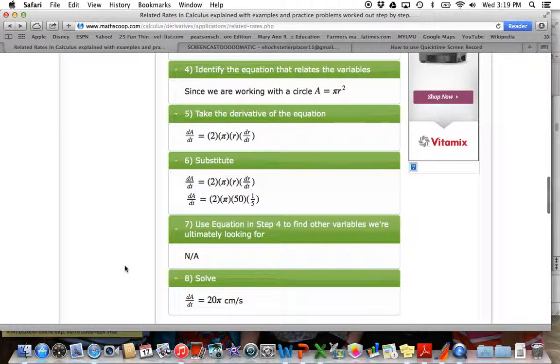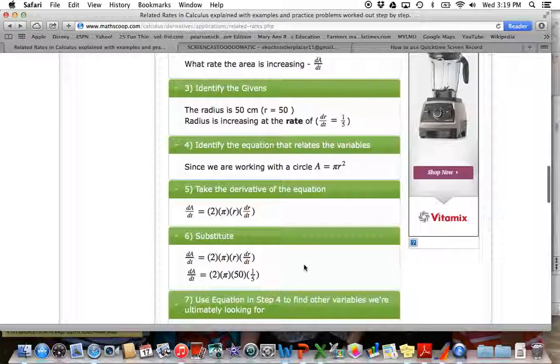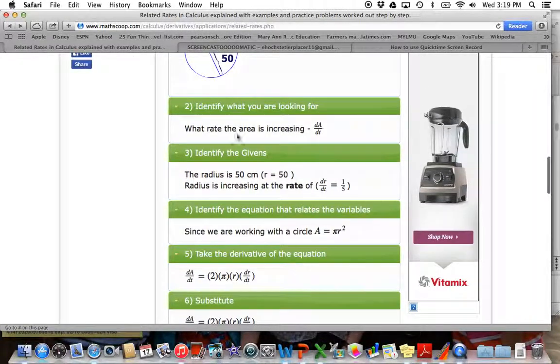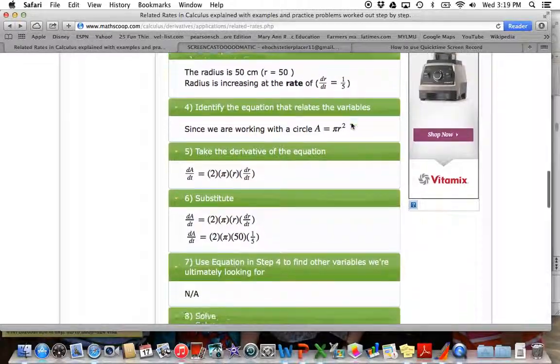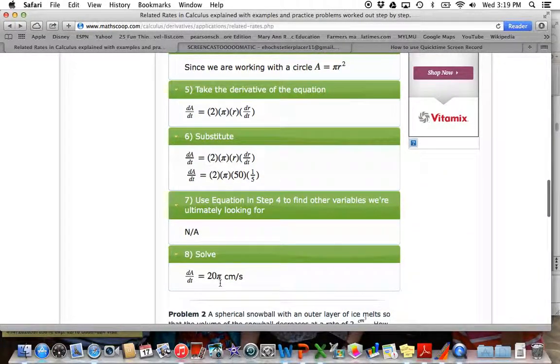What is that telling you? Did we find what the problem was looking for? What we were asked? Well, let's go back up and look. Identify what you're looking for. We're looking for what rate the area is increasing, which is dA dt, and we found it to be 20 pi centimeters per second.